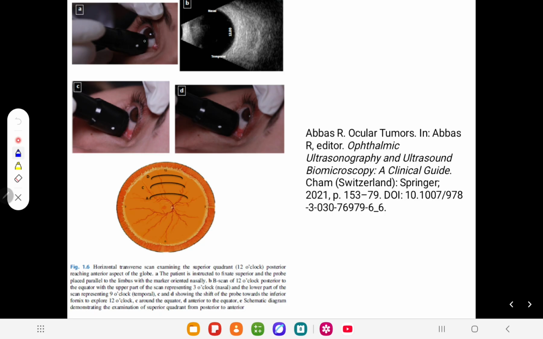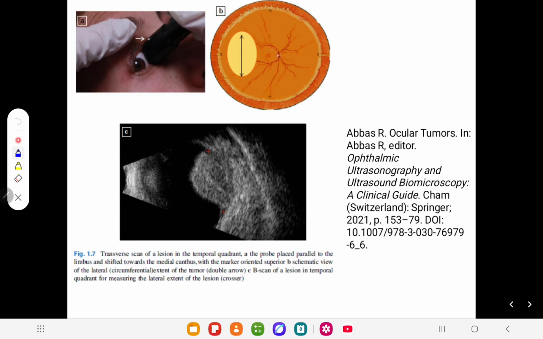First it's shown parallel to the limbus, and as you move from the ACD towards the fornix, and from there closer to the optic nerve head, you reach more and more periphery. That's what we mean by moving towards the fornix. The probe is parallel to the limbus, and as you move more towards the fornix, you move away from the retina towards the periphery of the retina.